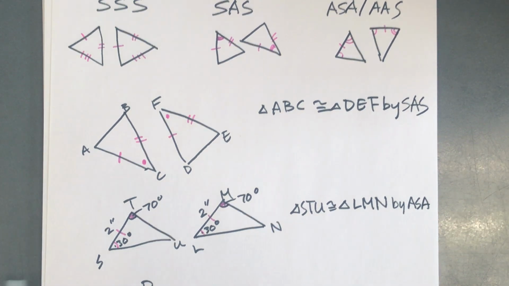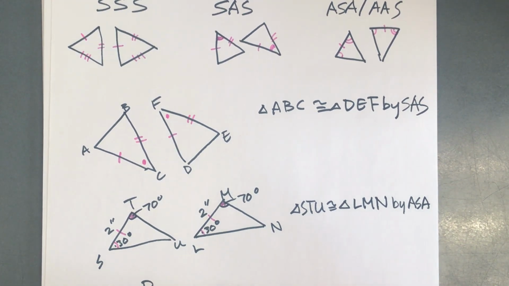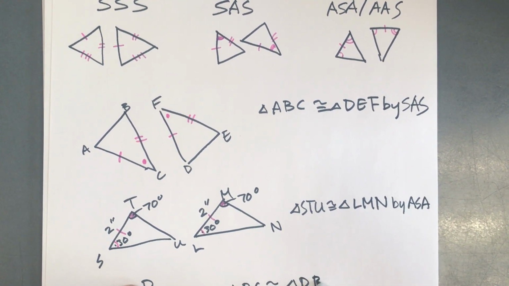Now, we notice that if I cut along this line, we'll have 2 separate triangles, and the length of this side will be the same as this side. So we can say triangle ABC is congruent to triangle, what does A correspond to, D? So DBC by SAS as well.